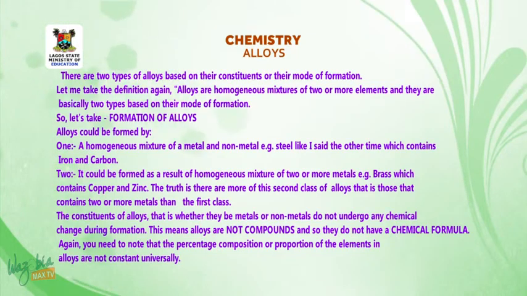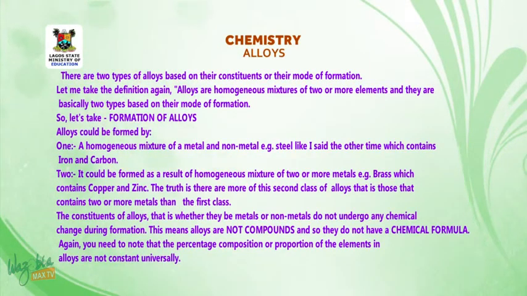So let's take formation of alloys. Alloys could be formed by 1, a homogeneous mixture of a metal and non-metal, e.g. steel, like I said the other time, which contains iron and carbon. 2, it could be formed as a result of a homogeneous mixture of 2 or more metals, e.g. brass, which contains copper and zinc. The truth is, there are more of this second class of alloys, that is, those that contain 2 or more metals, than the first class.